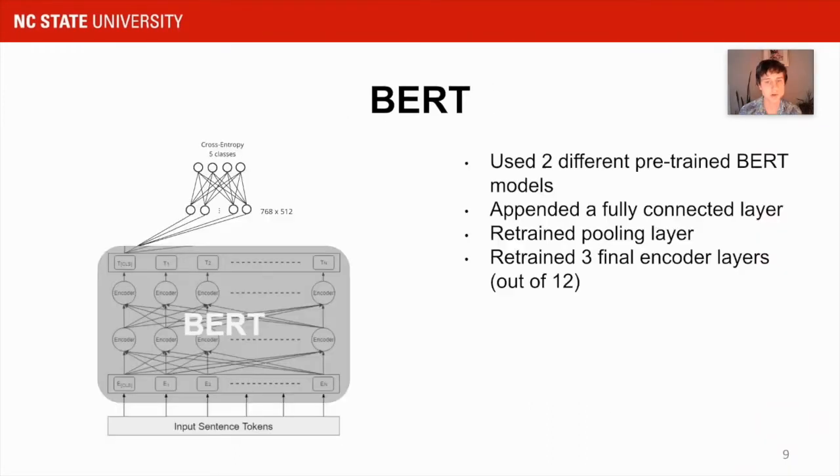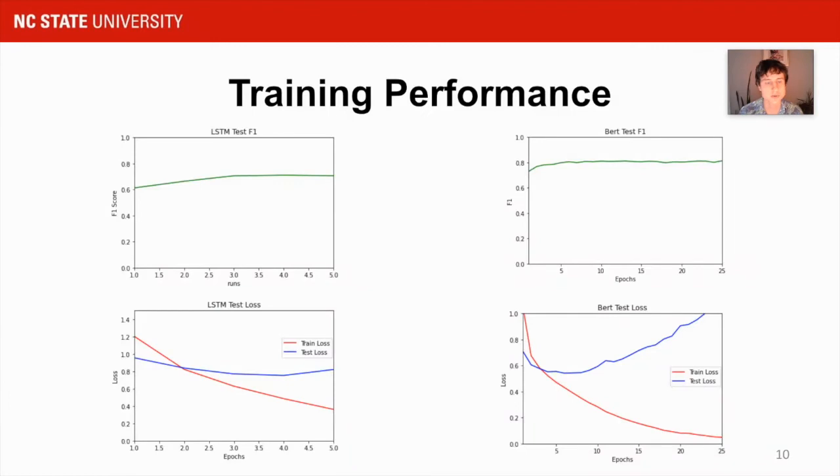So our BERT model was a retraining of the pre-trained uncased BERT model that was released by Google. Essentially, we appended a fully connected layer to channel the output from the transformer into our classification scheme. And then we also retrained the final pooling layer as well as the final three encoder layers of the BERT transformer. So we see the training performance for each of the neural models.